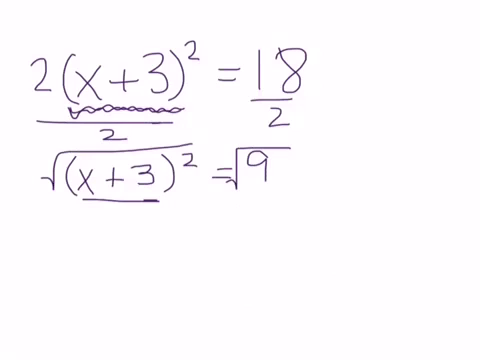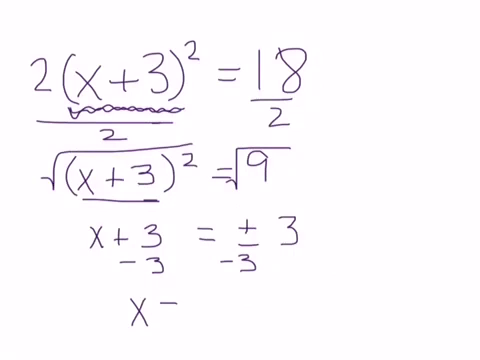Now that we have this squared term here by itself, we can take the square root of both sides. When we take the square root over here, we're left with x plus 3. Over here, remember, taking the square root of a constant term means we have to have plus or minus, and then that would be 3. Now we're not quite at x equals. We've got to subtract 3 from both sides.